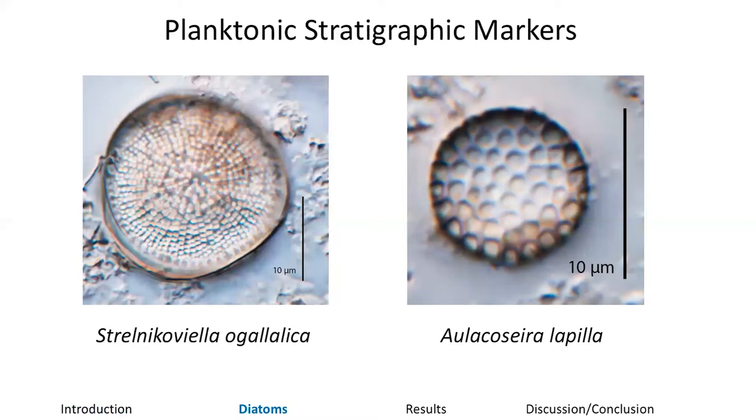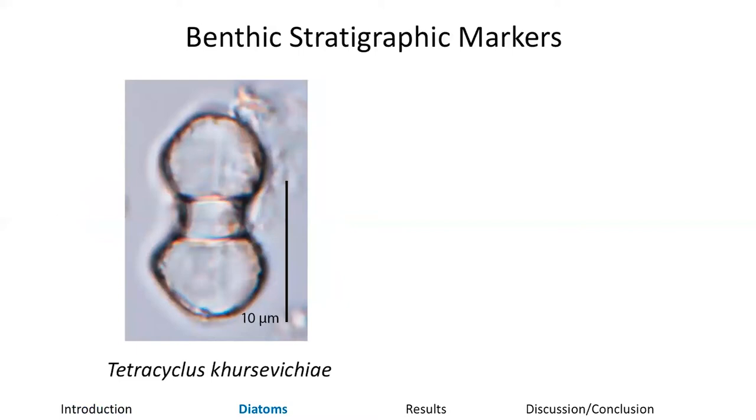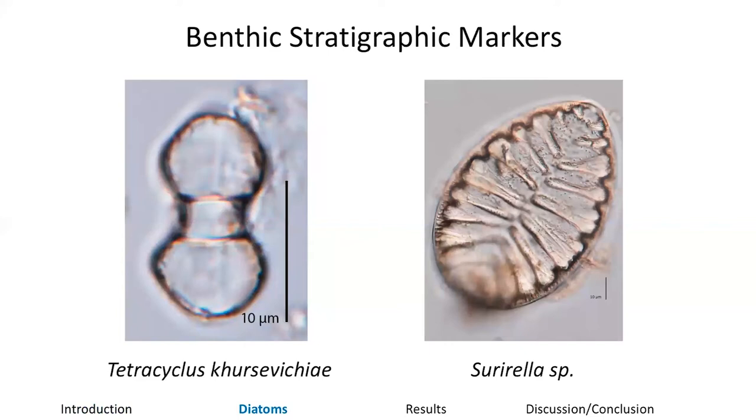We're also going to be looking at some benthic diatoms, like Tetracyclus. Unlike planktonic diatoms, Tetracyclus is living at the bottom of the lake along the sediments, so they aren't really floating around the top. And this particular species of Tetracyclus, like the other diatoms, are specific to this site. Then we have Ciriurella. Ciriurella is not specific to this site, but one of the reasons we're looking at it is because it exists in such a different environment from Tetracyclus, and these two diatoms really give us different perspectives of the benthic environment.